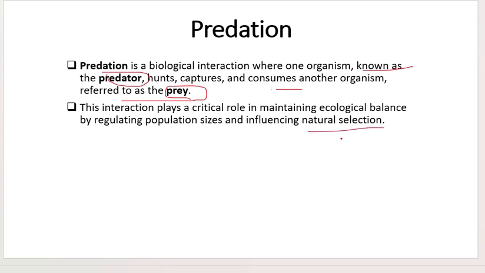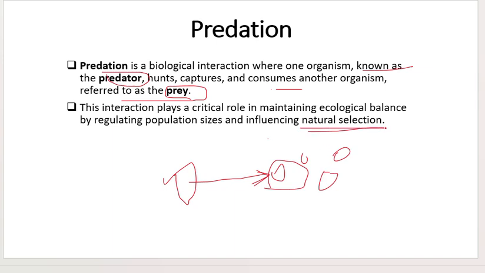What does natural selection mean? Predators most of the time target the weaker prey. For example, there are many deer, and among them one deer will be a little weak or small. The lion will target this weak or small deer, so it will be easy for him to catch and eat it. This helps the survival of the fittest, the stronger ones, in nature. That's called natural selection.